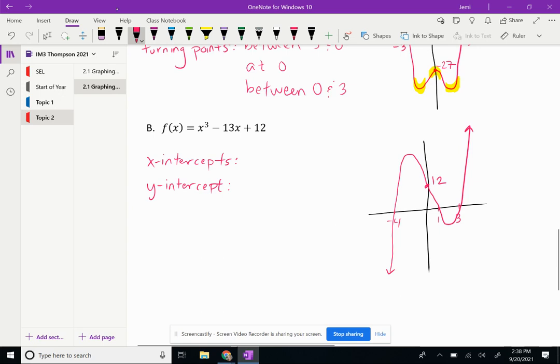So my x-intercepts are just those values where the graph crosses the x-axis. Again, Savas is asking that you write them as a list instead of as coordinates this time. And the y-intercept is where the graph crossed the y-axis, which was at 12.